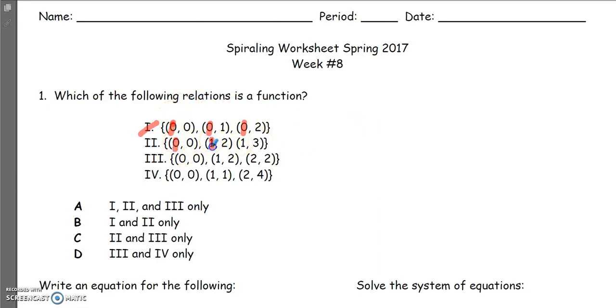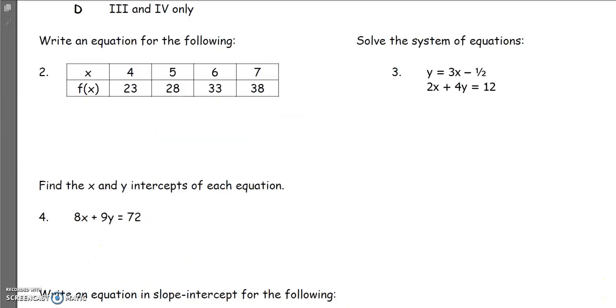Number 2, I have 0, 1, and 1. Again, I'm repeating the 1s, so that is not a function. Number 3, I have 0, 1, and 2. That one works. And then I have 0, 1, and 2 on number 4. That one works. So I'm looking for the answer that has 3 and 4. So D is going to be the correct answer.